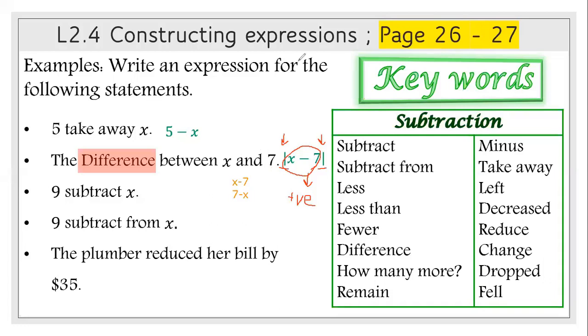Yes, Omar, what's your question? No one is raising their hand. Now the next one. In the next one, 9 subtract x, it will be 9 minus x. 9 subtract from, as I mentioned, you switch the order. Now reduce her bell, that means subtraction, so bell minus 35. Before I move to the next slide, do you have any question? Raise your hands.